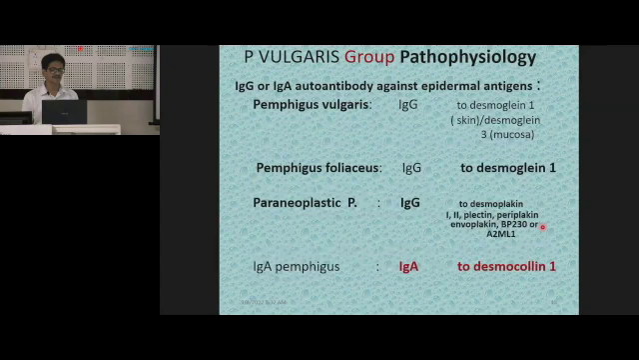Now, what are the various antibodies that are produced? In pemphigus vulgaris, IgG antibodies to desmoglein 1 and 3. Pemphigus foliaceus, IgG antibodies to desmoglein 1. Paraneoplastic syndrome, again, IgG will be produced to desmogleins plus to desmoplakin 1 and 2, plectin, periplakin and other constituents also. In IgA pemphigus, the deposition is between the cells, between the desmosomes, and the IgA attaches to the various components, particularly desmocollin 1. That is the difference.